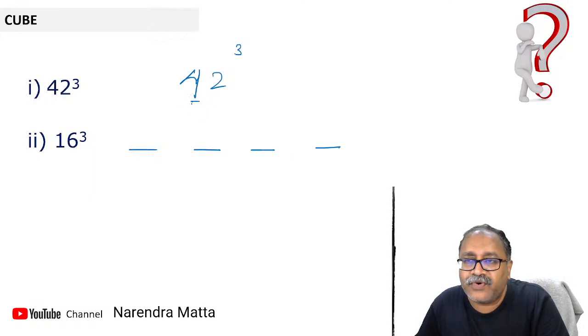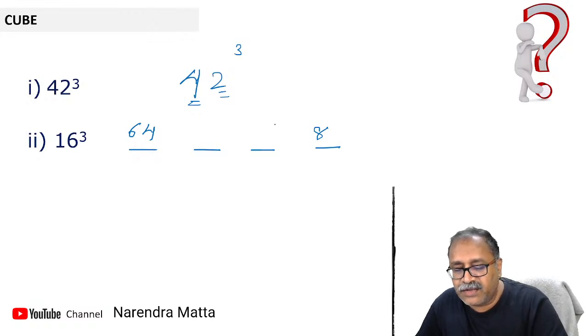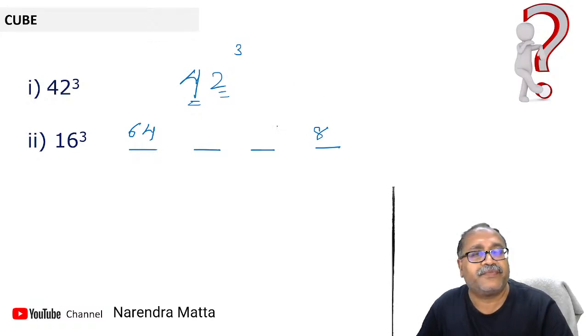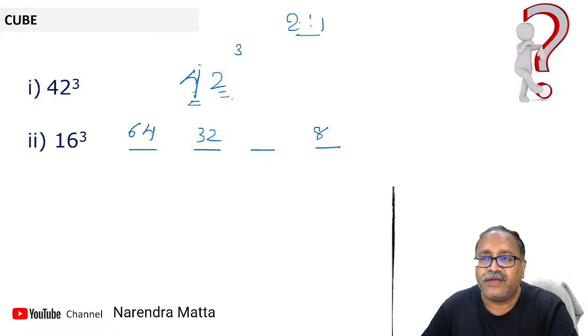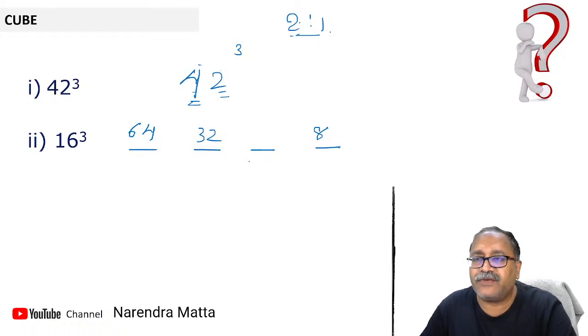So here 4 cube. What is 4 cube? 4 cube is 64. So that is my first number. And this is 2. So what is 2 cube? 8. That's my last number. And in between we need to generate the numbers. And those numbers should be in the ratio of the ten's digit and unit digit. That is 4 is to 2, which is nothing but 2 is to 1. So if 64 is 2 parts, then 1 part is 32. So again, when 32 is 2 parts, then 1 part will be 16.